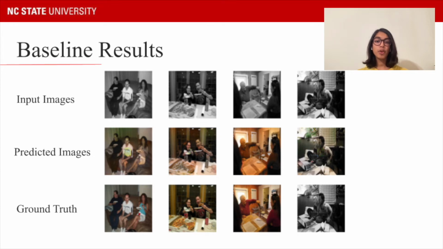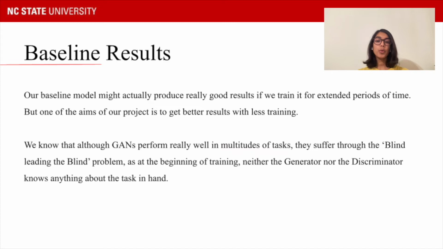So we now see the results produced by the baseline model. We trained the baseline model for 20 epochs, and here are the results that have been produced. We see that certain images still have grayish or brownish portions, and this is because whenever the model gets confused, it just averages out and fills in a grayish or brownish color. Our baseline model would have produced really good results if it had been trained for a greater number of epochs, but one of the main aims of this project is to reduce the training and produce more accurate results.